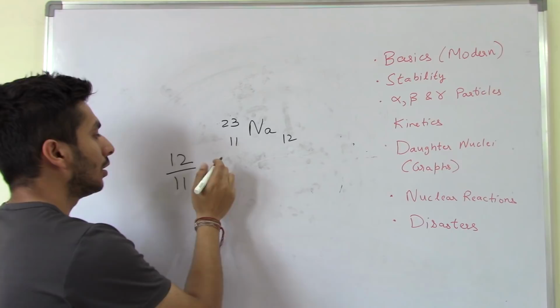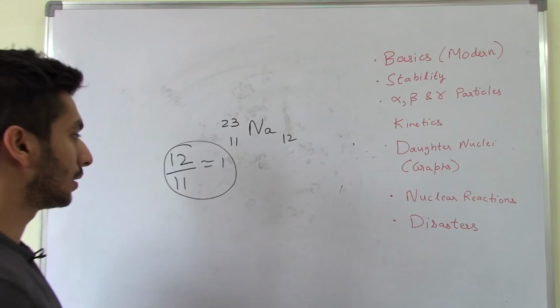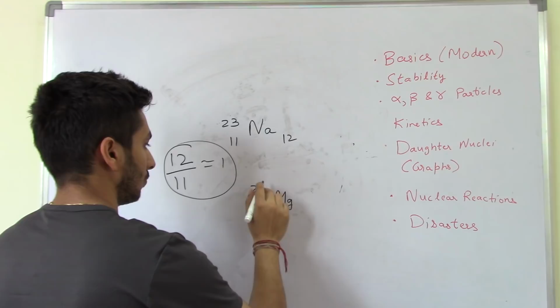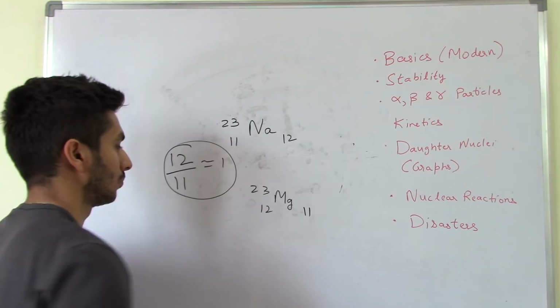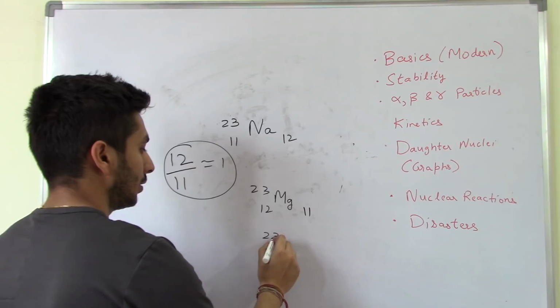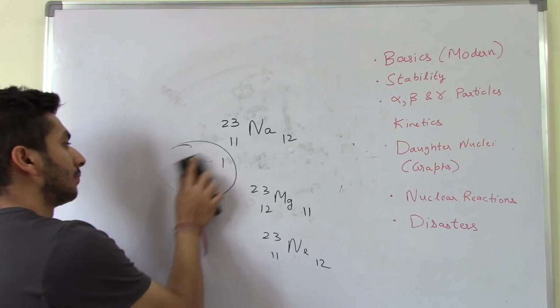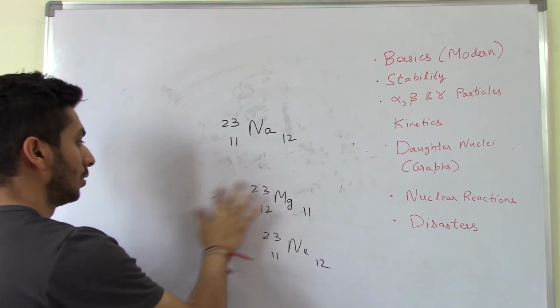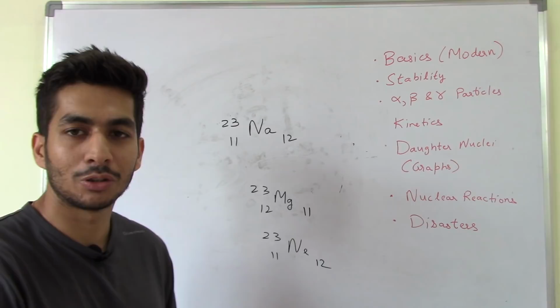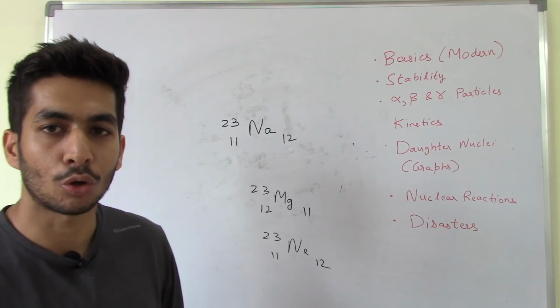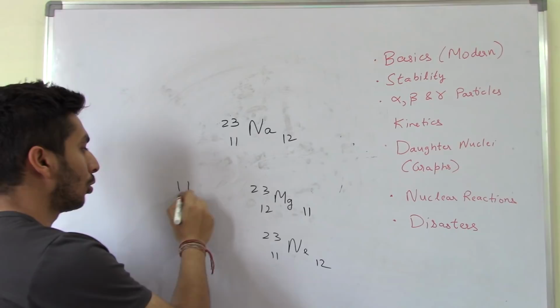Okay, now I'll take two other nuclei. One is Mg and the other one is neon. So this sodium nucleus has an n by z value somewhere near 1. Now, n by z is the number of neutrons by the number of protons. I might have said m by z previously, but it's n by z. N is the number of neutrons and z is the number of protons, right? So if I talk about the n by z of this Mg, it's 11 upon 12, right? And if I talk about neon, it's 12 upon 11.